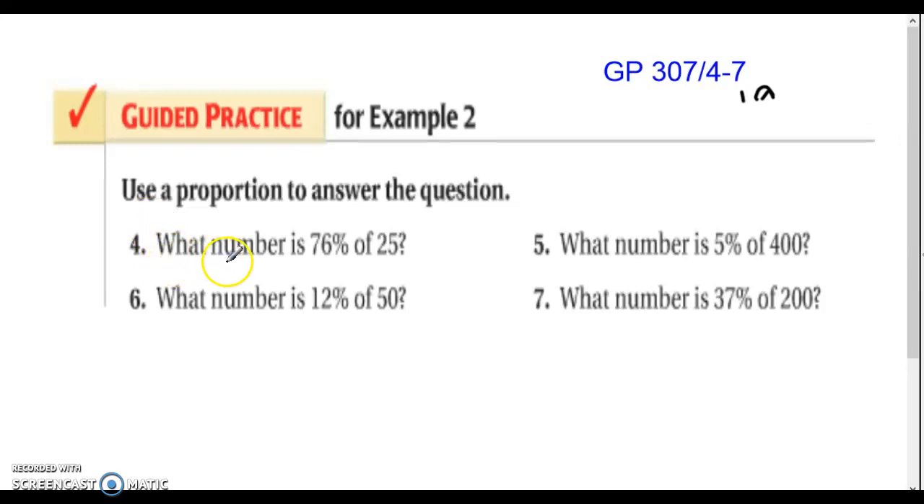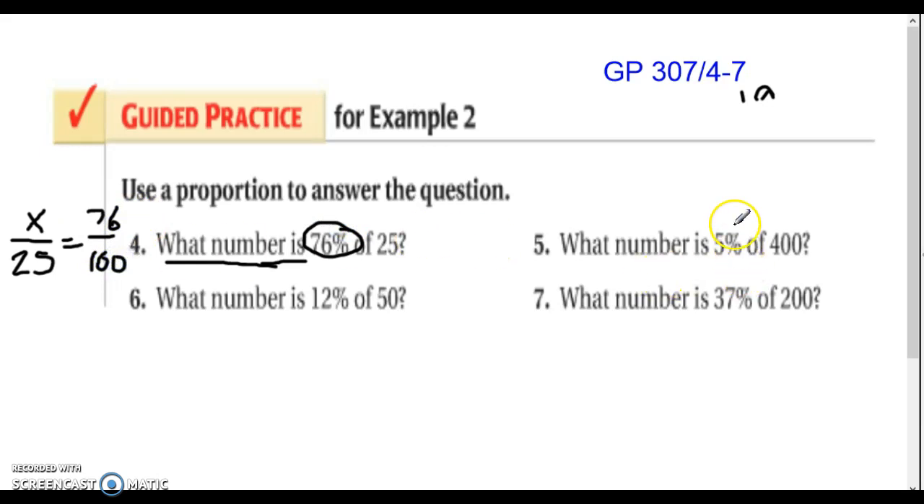Okay, so here it says what number is 76%. So I'm looking for my is. It says what number is. So I don't know what the is, and my is is my numerator. 76% of 25. So my of would be 25. And the reason I know 76 is not my denominator is because percent always goes over 100. And then I'd use cross products to solve, which we'll do afterwards.